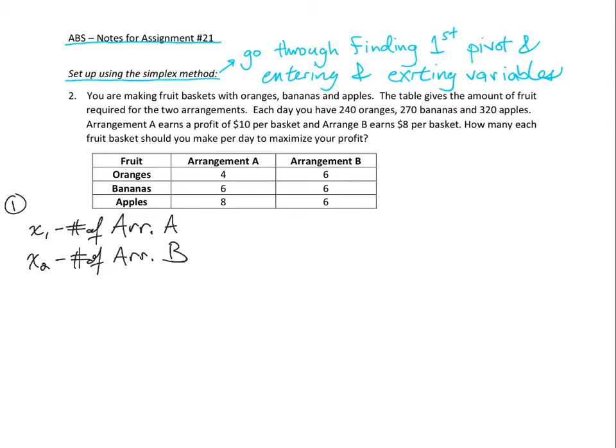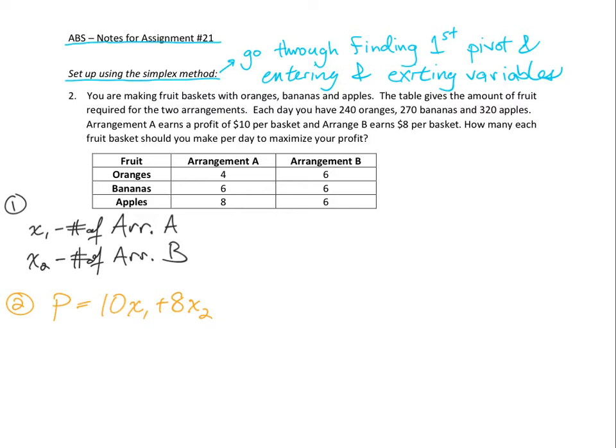The second thing you'll want to do, and I think it's pretty simple in this one, is find your objective function. What are you maximizing? What are you minimizing? And we're trying to maximize profit. So we look through this example and see if we can find anything about profit. Here, arrangement A earns you $10 profit, arrangement B earns you $8 profit. So to write down the objective function, the profit would be 10 times x sub 1 plus 8 times x sub 2.